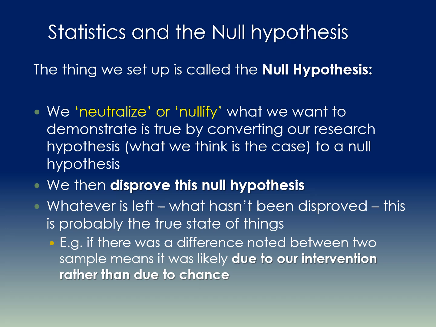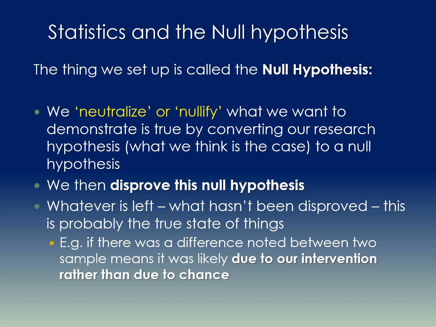And so we nullify it, we neutralize it, and in essence we come out and say, well, there's going to be no difference between the means, okay? That's what we do. And then we use statistics to actually disprove the null hypothesis. And if there is a difference left over, if we actually find this difference, in other words, whatever hasn't been disproved, this then is probably the true state of things.